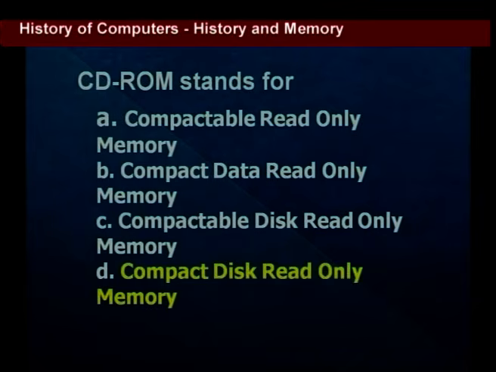Next, coming to CD-ROM. CD-ROM stands for compact disk read only memory. Compact disk is part of the CPU. CPU means central processing unit, right? So it is part of the CPU. This is the abbreviation of CD-ROM: compact disk read only memory. This is the right answer for this question.